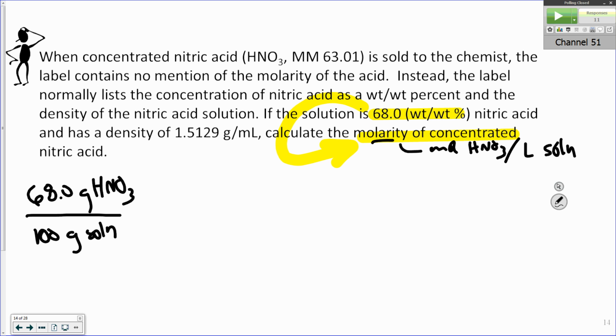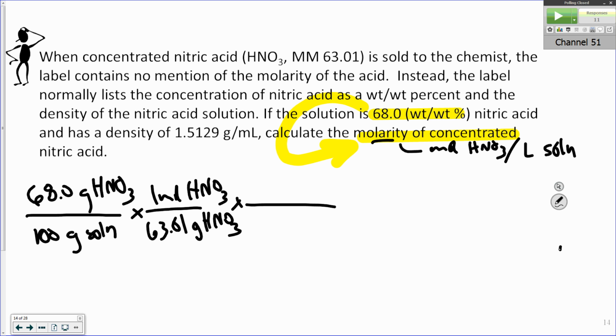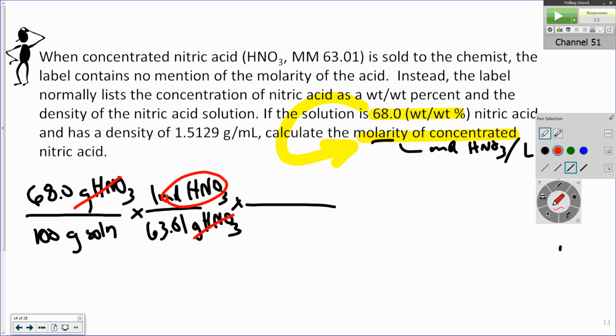All right, so how would we go from grams to moles of nitric acid? The molar mass, yeah, that's simple. The molar mass, I give you at 63.01 grams of nitric acid per mole of nitric acid. So that's not too bad. I can see that those are going to cancel out, so I'll go ahead and mark them out. So I've got moles of nitric acid. That's what I want. So that's good.